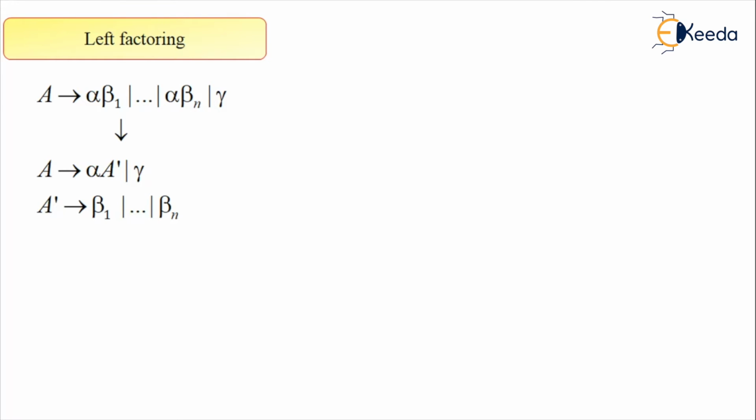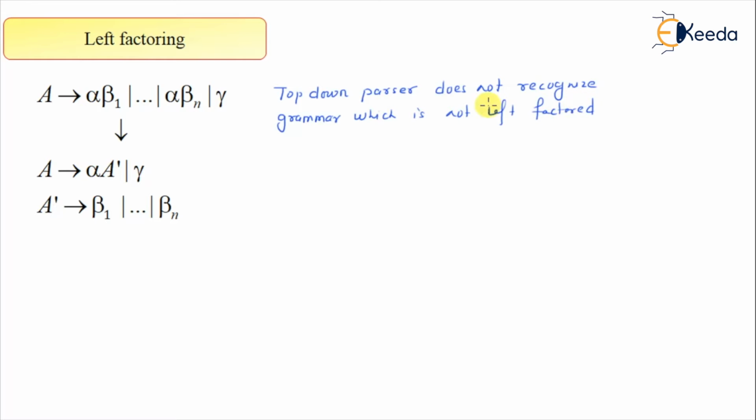So left factoring is the requirement of a certain parser, and that parser is nothing but the top down parser. Okay, so we have not started it, but we are just understanding many things about those parsers. Top down parser does not recognize grammar which is not left factored. Okay, so if it is not left factored, top down parser will not recognize it.